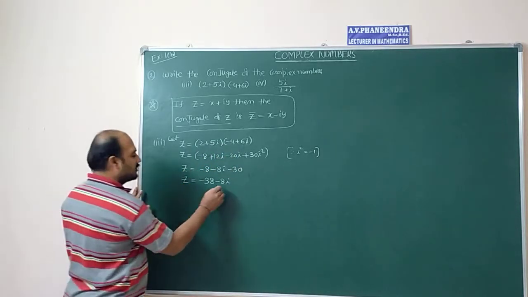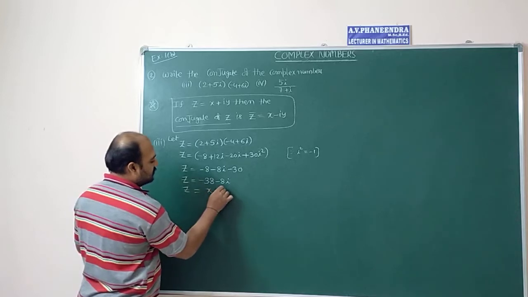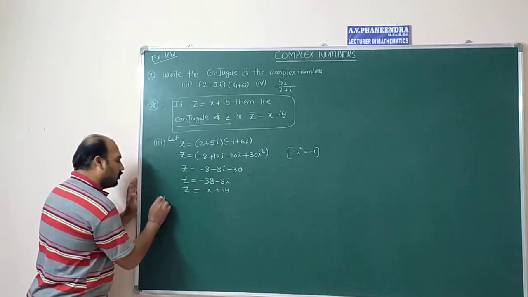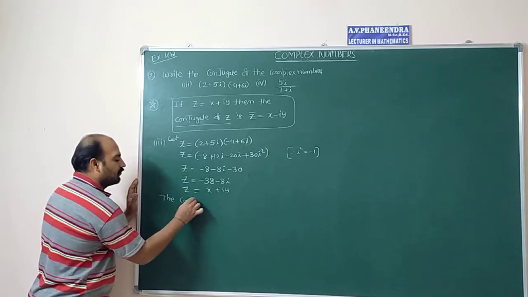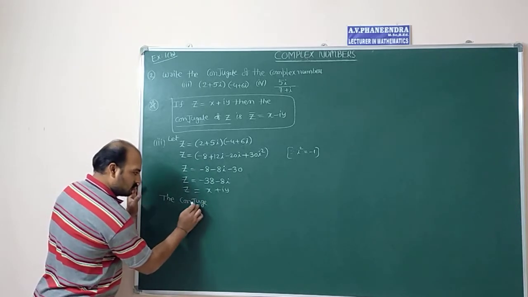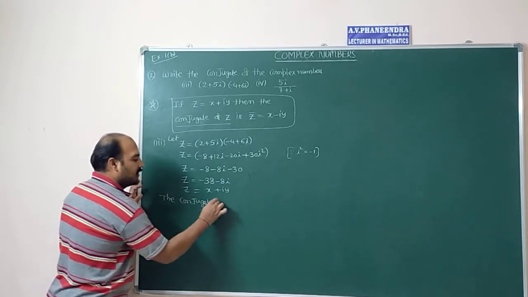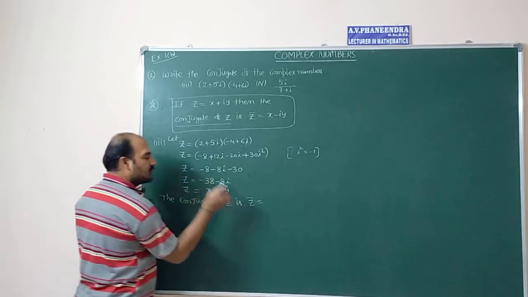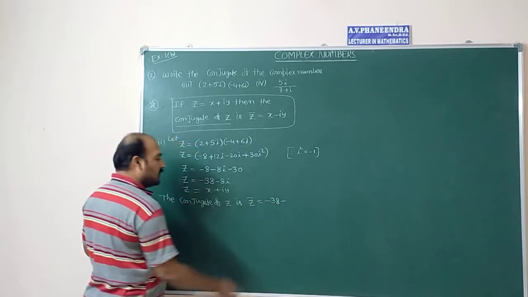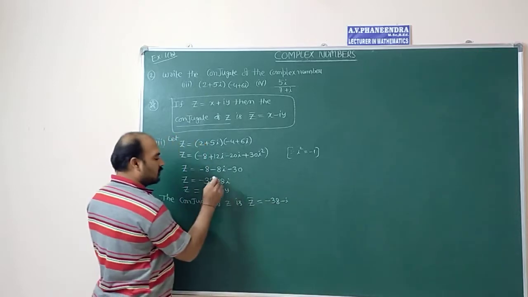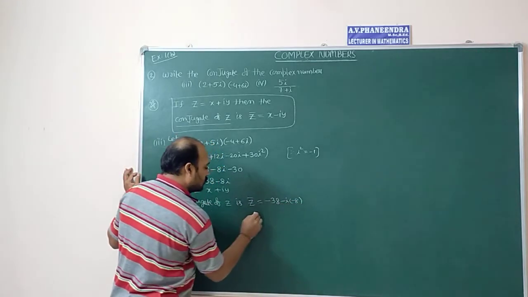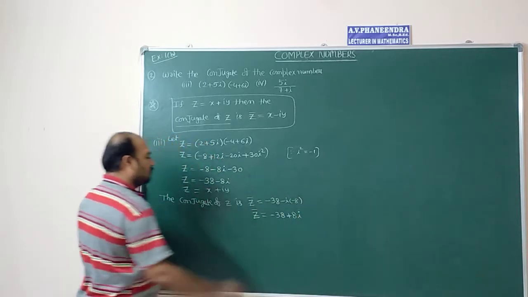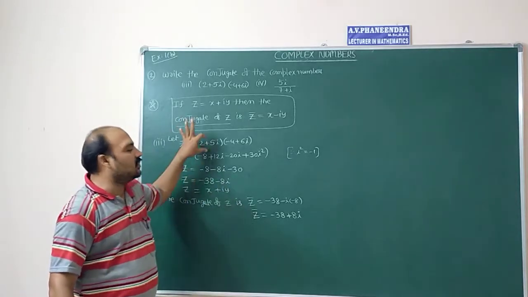This is a complex number. Z is equal to x plus iy. This is x, this is y. So x is equal to minus 38, y is equal to minus 8. Therefore, the conjugate of z is z bar equal to x minus iy, that means minus 38 minus i into y value, which is minus 8. So z bar is equal to minus 38 plus 8i. This is the complex conjugate of the given complex number.